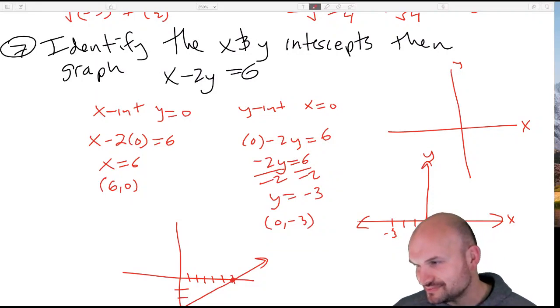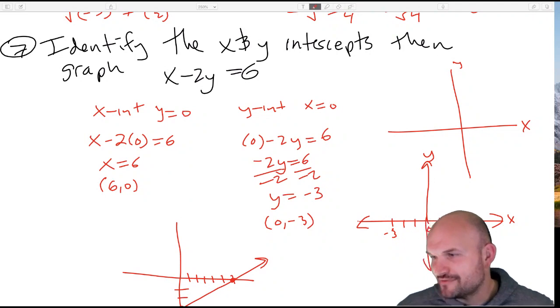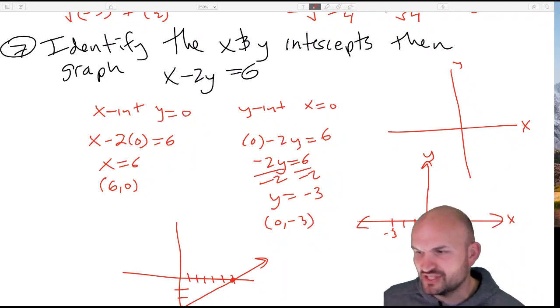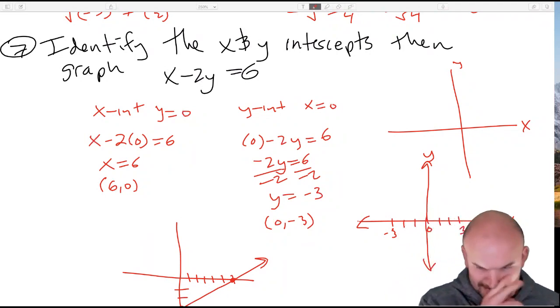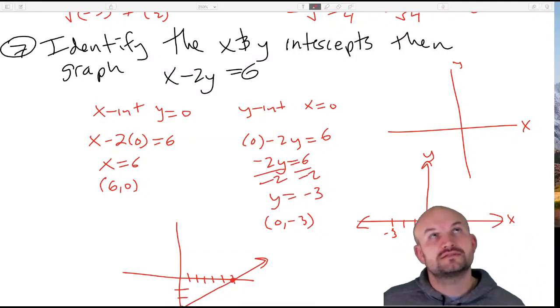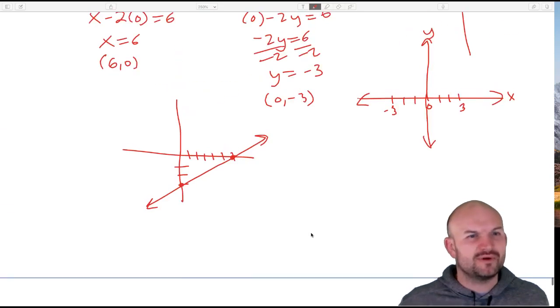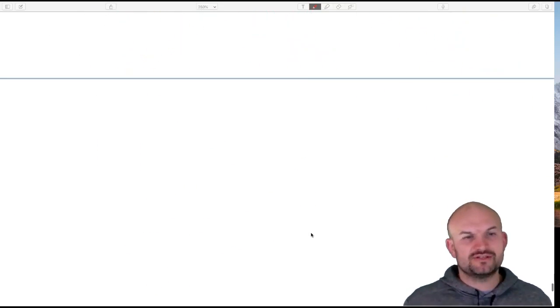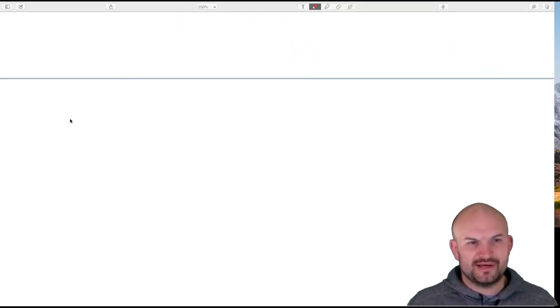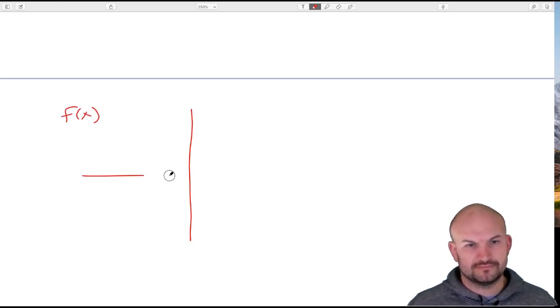Sorry about that. Can you show how to graph a derivative from the graph of the original? It's been a while, but just to do a quick one, remember, if you have f of x, I'll just do a very, very basic one.